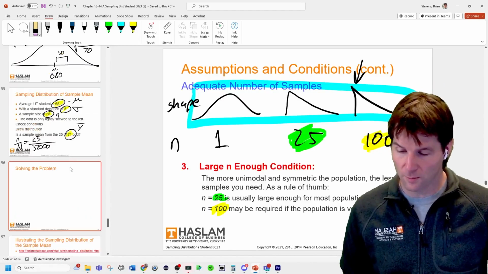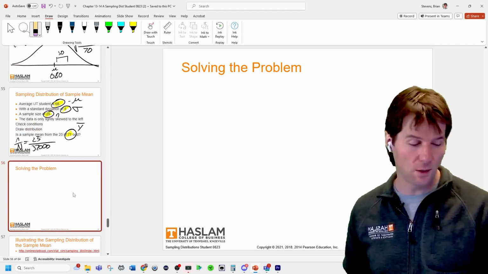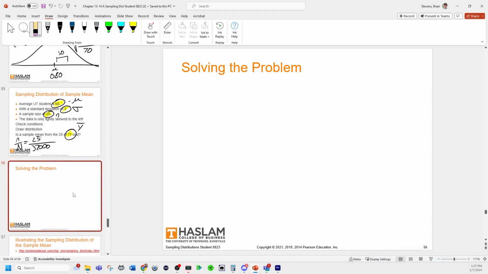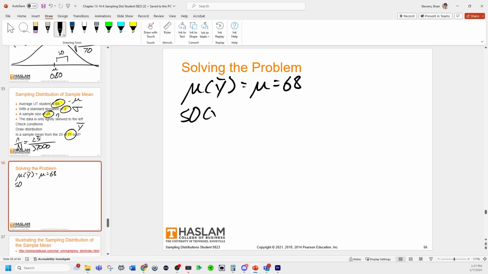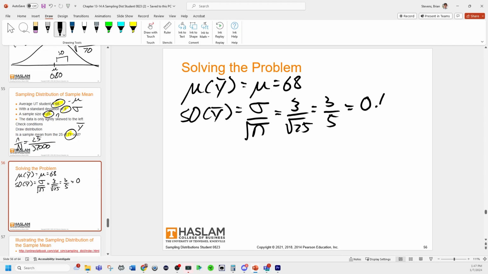So going down here and modeling this with the normal, we need to know the quantities for the normal, which are going to be the mean and the standard deviation. So the mean for the distribution of the sample mean is equal to the original mean, and the original mean is equal to 68. The standard deviation for the distribution of the sample mean is equal to the original standard deviation over the square root of n, and that is equal to 3 divided by the square root of 25, which is going to be 3 over 5, which is going to be 0.6.